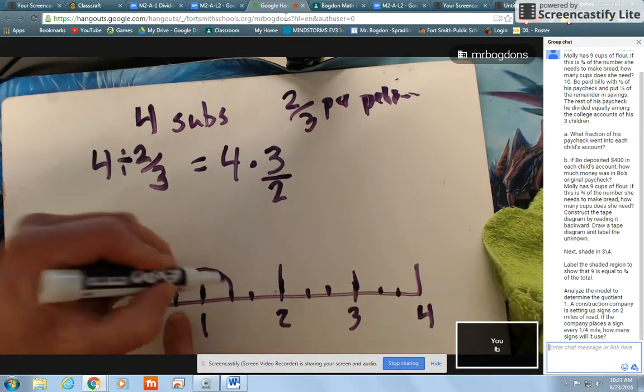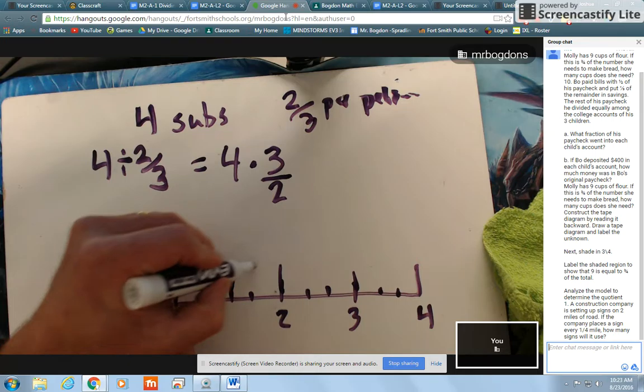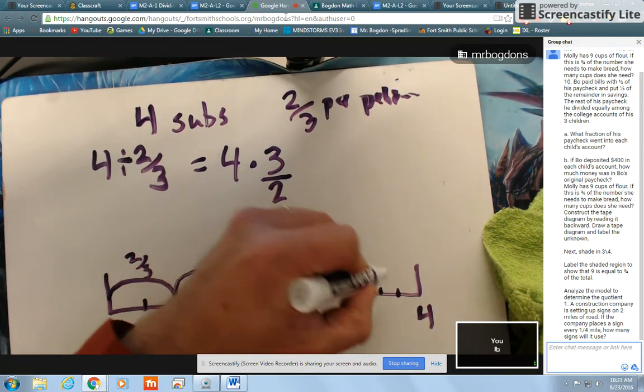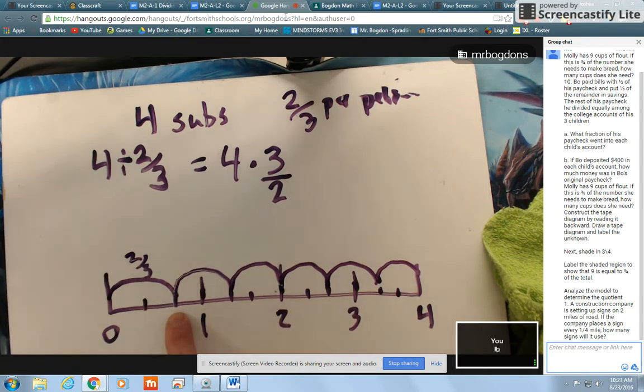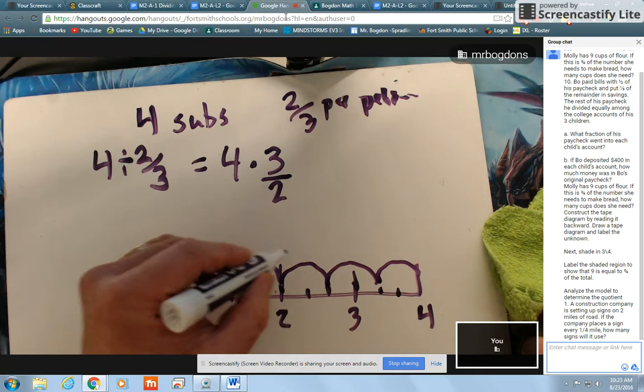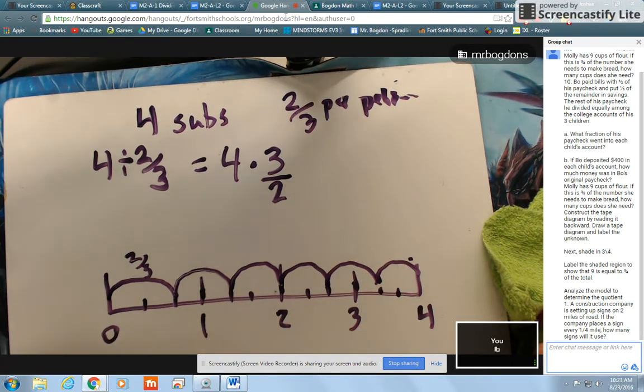The second person is going to get how much of a sub? 2/3. The third person is going to get 2/3. The fourth, 2/3. The fifth, 2/3. The sixth, 2/3. So how many people do I have total? 1, 2, 3, 4, 5, 6.